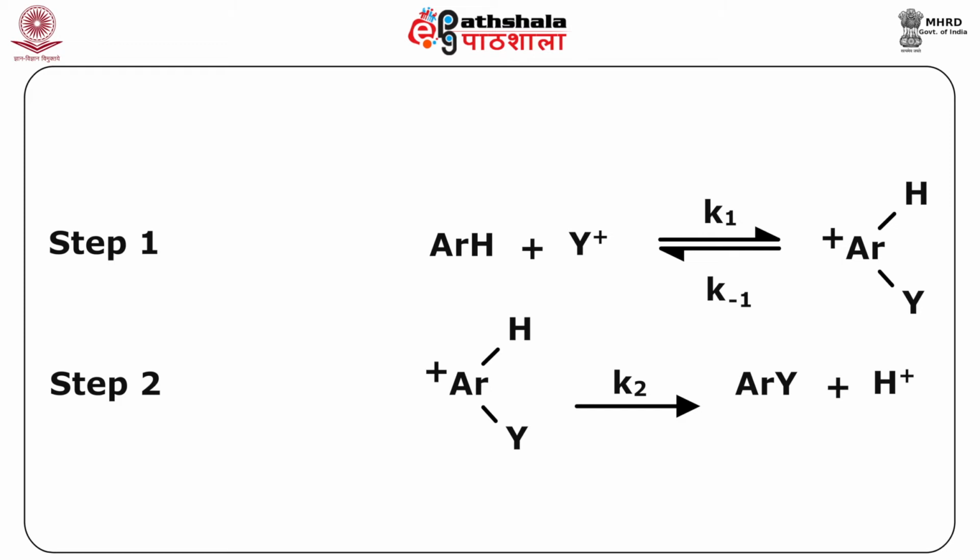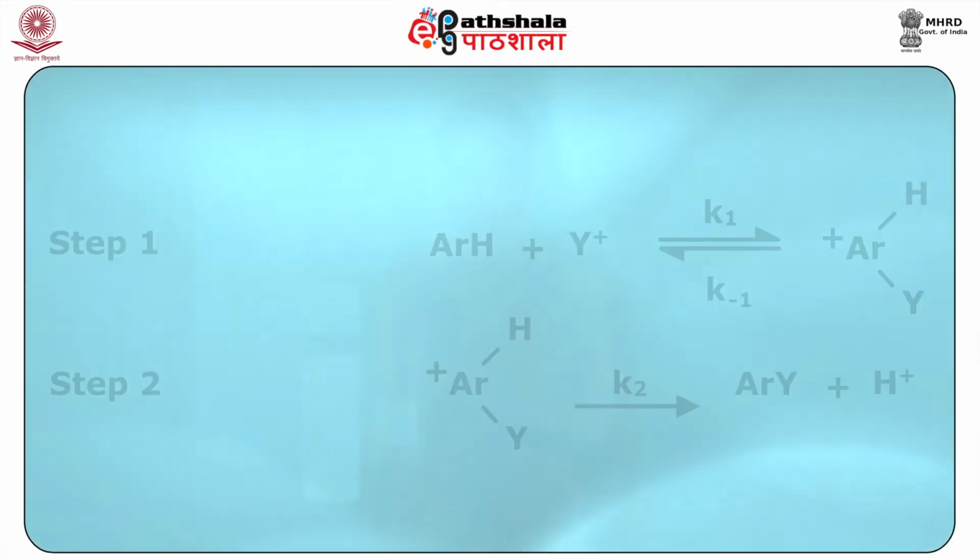However, Ar-H should go to Ar-Y faster than Ar-D-Y+ or Ar-T-Y+, because obviously the mass of deuterium and tritium is higher than that of hydrogen. Since the Ar-H bond is broken in this step, now if K2 is greater than K-1, that is the reverse reaction, this does not matter, since a large majority of intermediates basically go to the product formation.